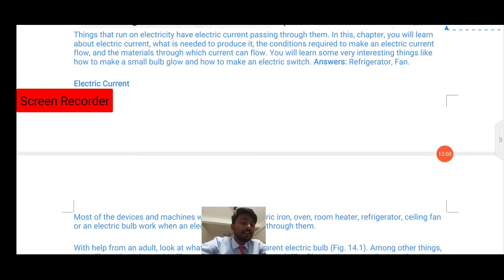You also see these in your homes. So many machines fully depend on electricity, which means electrical current. Without electrical current we can't imagine our life. Nowadays we are fully dependent on electrical current.